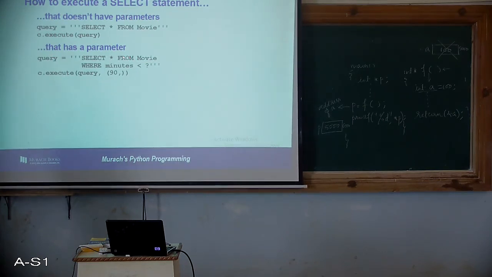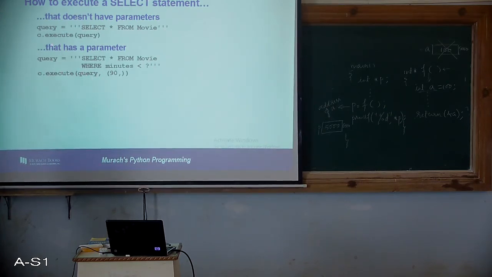Similarly, query is equal to select star from movie where minutes is less than, and here you can see the question mark represents a placeholder. This is a placeholder which will assume a value that is passed while executing a command. You can see c dot execute query, comma query. Till this, both statements are the same. Later on, the second one has a parameter, specified as the second argument.